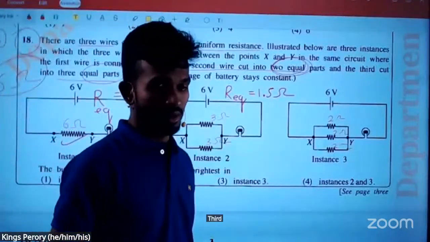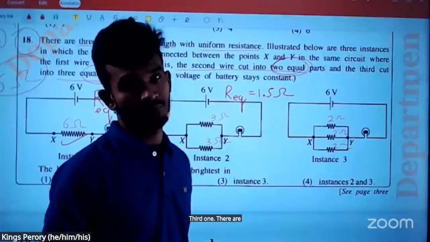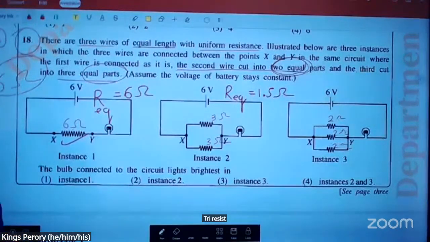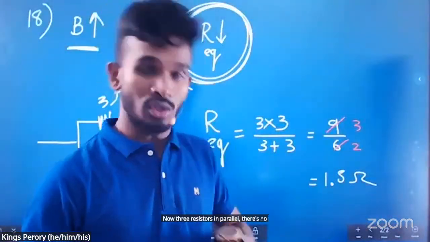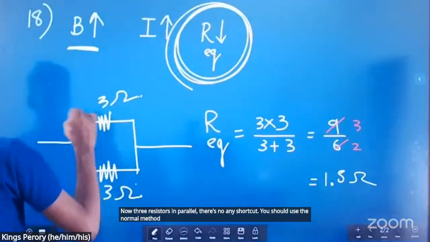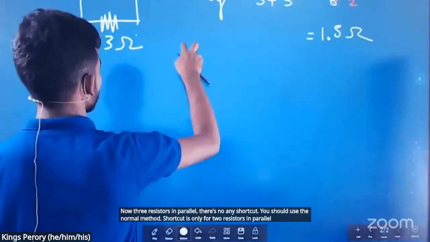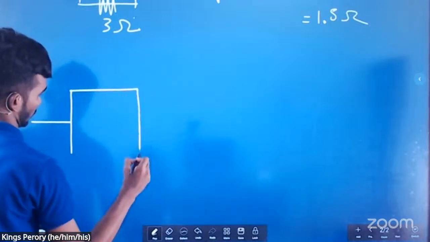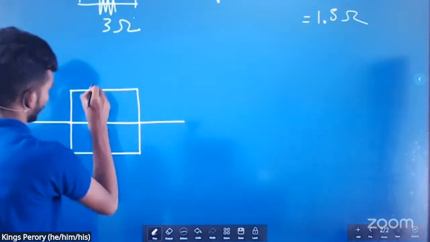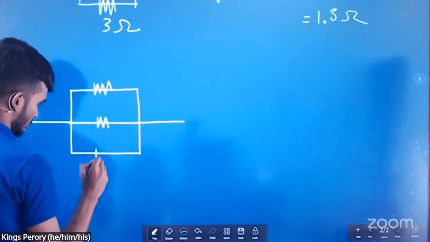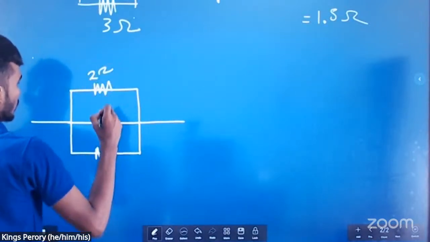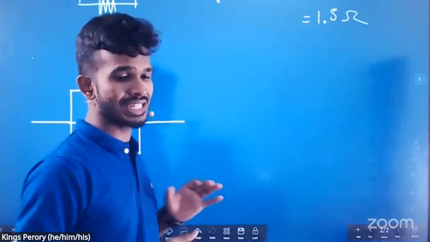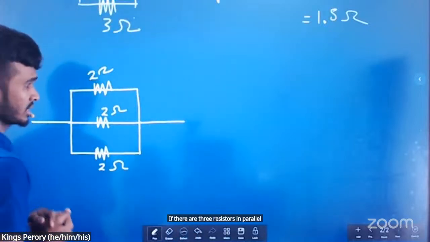Third one, there are three resistors in parallel. 2 ohm, 2 ohm, 2 ohm. Now, for three resistors in parallel, there is no shortcut. You should use the normal method. The shortcut is only for two resistors in parallel. If there are three resistors in parallel, how to find the equivalent resistance?